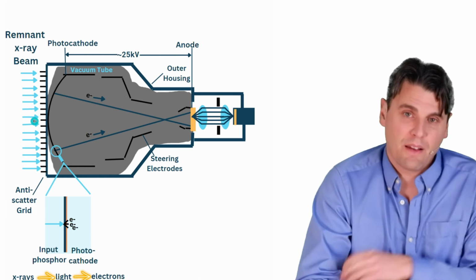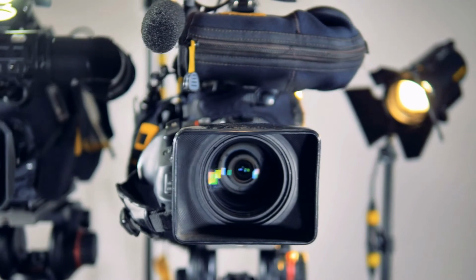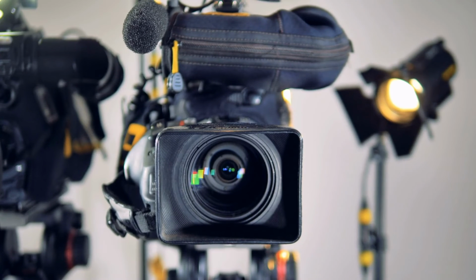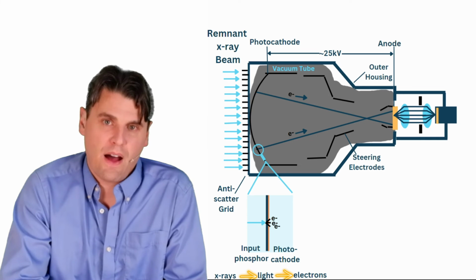So we want something that's proportional to the remnant X-ray beam. One option you could obviously think of is to just have a phosphor and then just point a video camera at the phosphor.